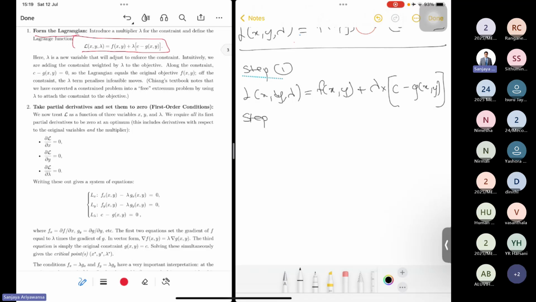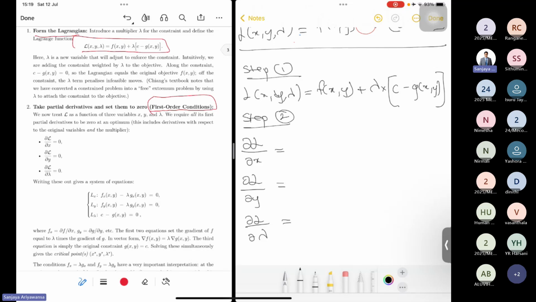Step number two is to form the first order conditions. That's what I mentioned here. You form the first order conditions. So now, how do you form the first order conditions? You have three independent variables, three unknown variables. So you're going to partially differentiate your Lagrangian function with respect to x. You're again going to partially differentiate with respect to y, and partially differentiate your Lagrangian function with respect to lambda. And from this, you get three equations.